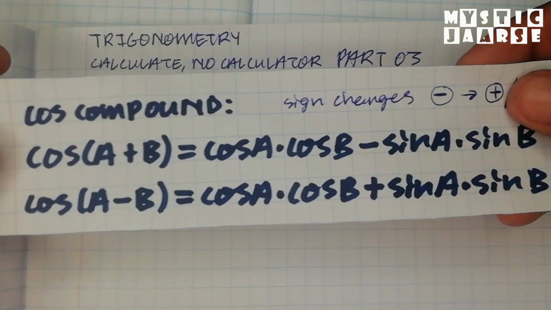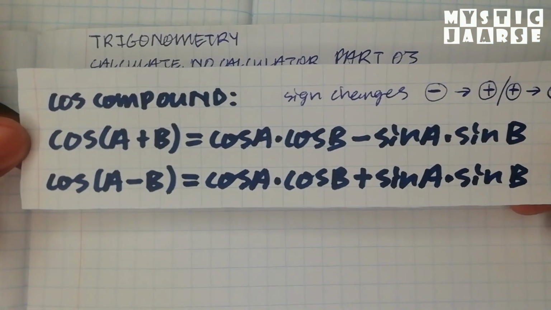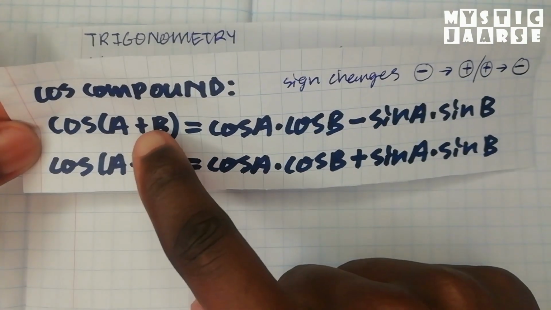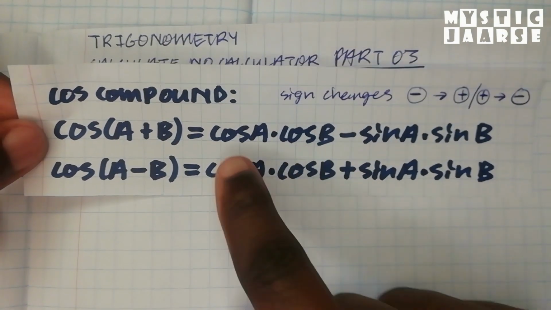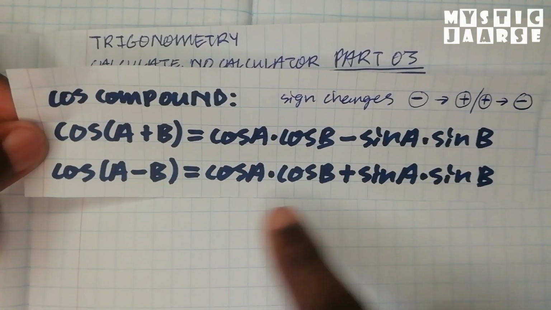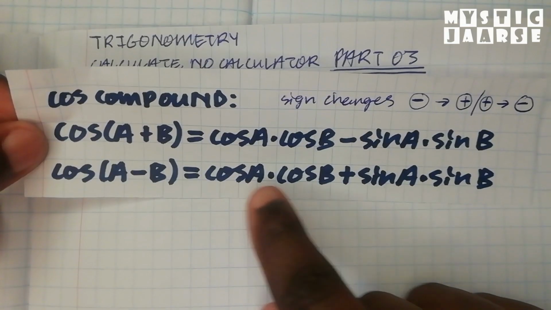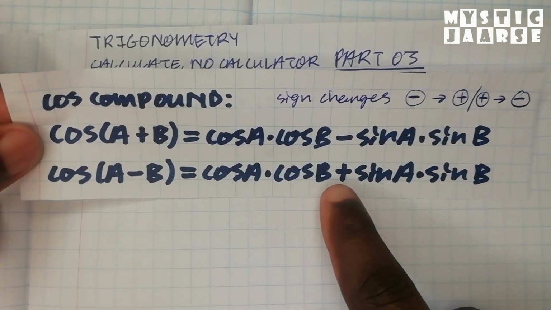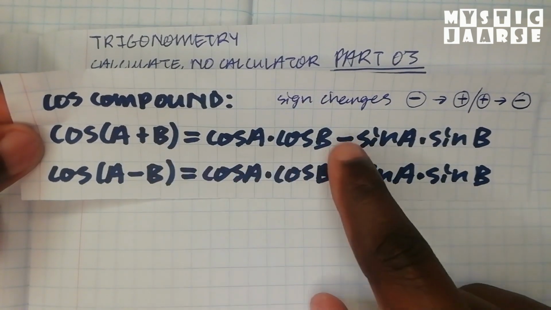Now, before we begin, let us do a recap on the expansions of cos compound. The sign changes. The pattern goes cos, cos, sine, sine, A, B, A, B. If you had a minus, it becomes a plus. If you had a plus, it becomes a minus.